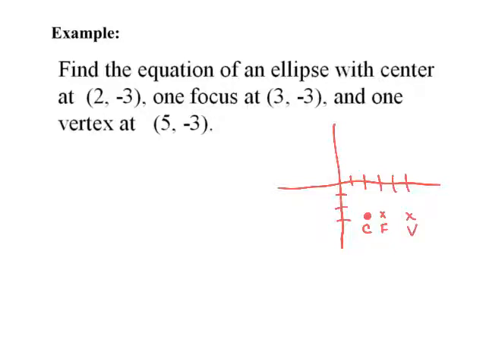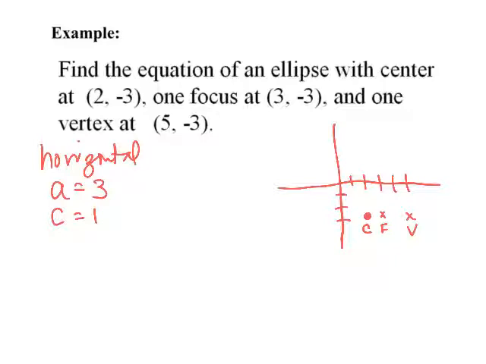So based upon that, I know that this is a horizontal ellipse because the vertex and the focus are on a horizontal line with the center. So that means that is your major axis. I also know that my A value, which is the distance from the center to the vertex, is 3. And my C value, which is the distance from the center to the focus, is 1. So if I know A and C, I also know B.